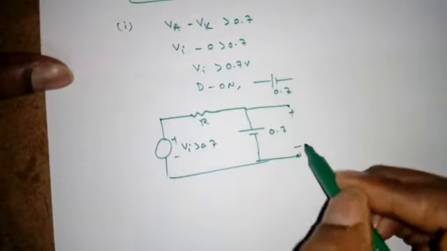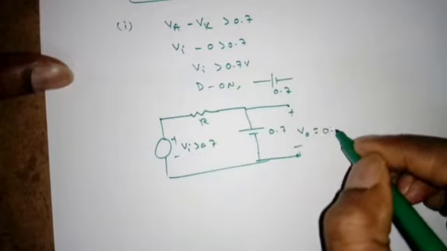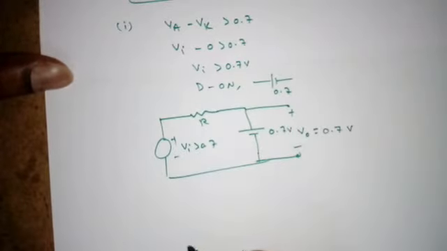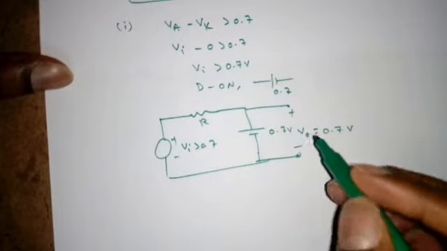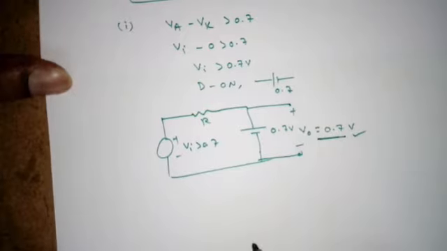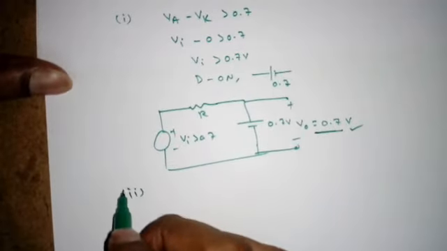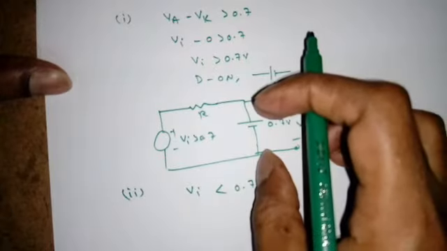Now tell me what is V0. So V0, parallelly voltage will be same, V0 is 0.7 volt, right. Previously it was 0 because we had taken D as ideal. Now we are taking it as practical, so it will be replaced by 0.7 volt. The second condition is the opposite, VI less than 0.7, so diode D is open circuit.